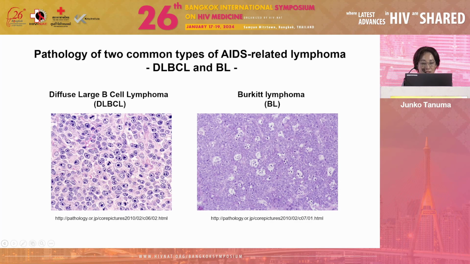DLBCL is the most common one, comprising about 45 to 50% of all AIDS-related lymphoma. The pathology of DLBCL is characterized by medium to large atypical lymphoid cells with a large nucleus. Burkitt lymphoma, on the right, is the second most common subtype and accounts for 10 to 35% of all AIDS-related lymphoma. The starry sky pattern is a commonly used phrase in textbooks describing Burkitt lymphoma, which refers to a monotonous background of basophilic lymphoma cells as a sky in which clear macrophages are present as stars.